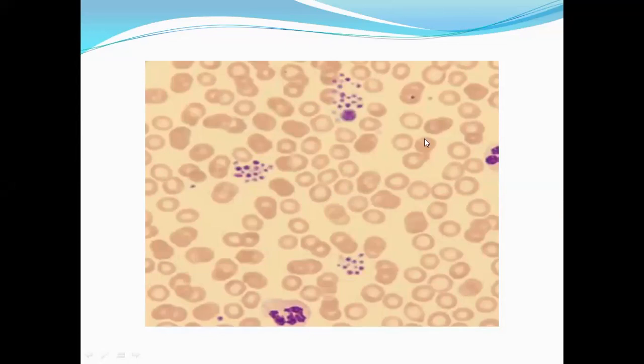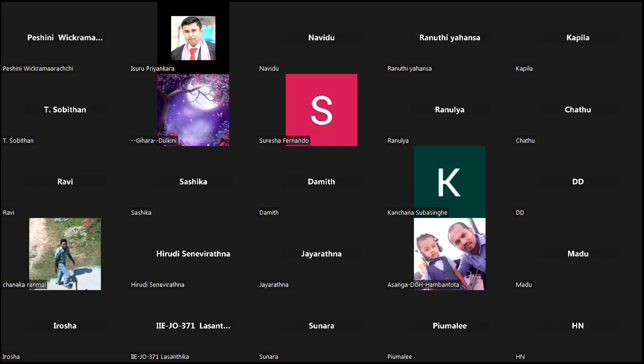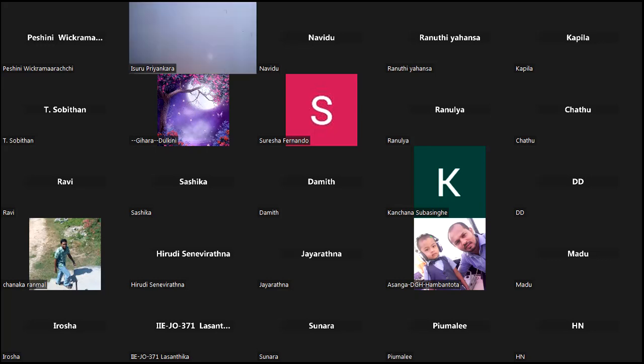previous OSPE, right? They gave a chart. I will show the picture. Now here, platelet clumps. One minute. I hope you can see this board, right?